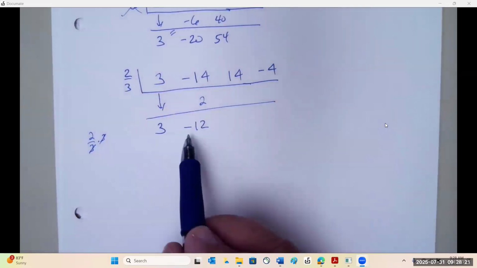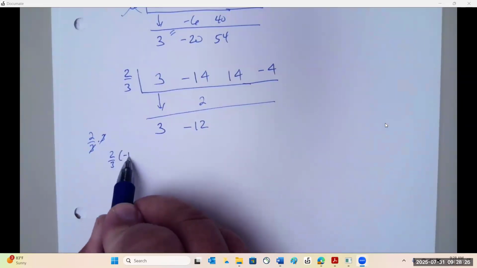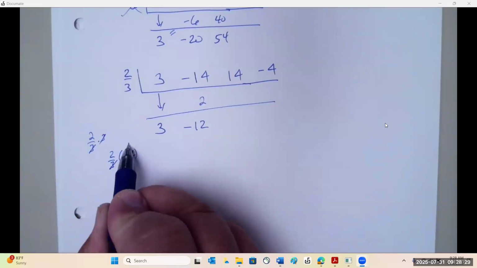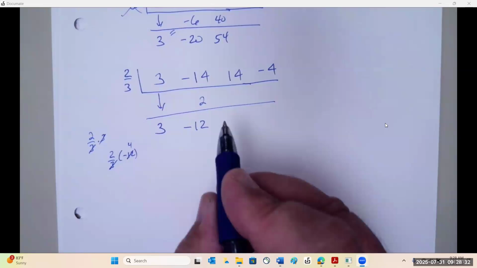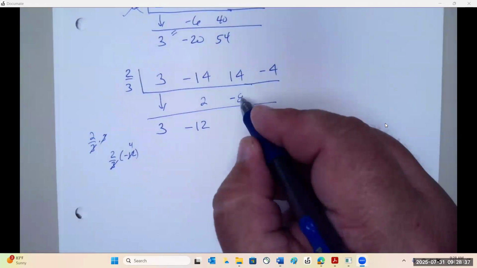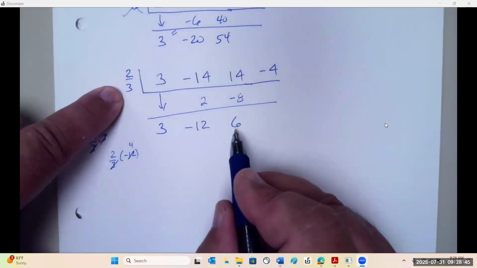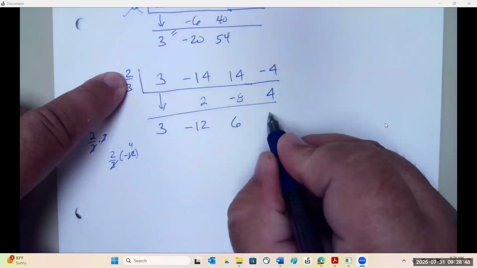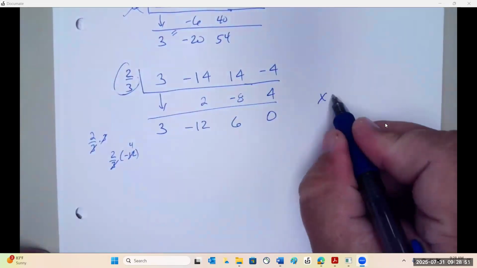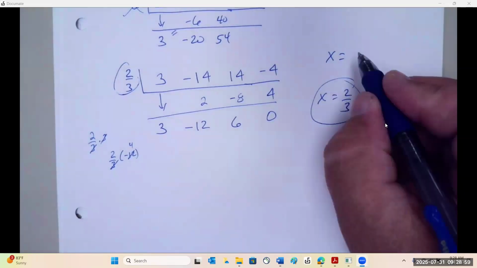So we have 2/3 times negative 12. 3 goes into 12 4 times, so 2 times negative 4 is negative 8. 14 minus 8 is 6. 6 divided by 3 is 2. 2 times 2 is 4, gives us 0. So yay, we know that x equals 2/3 is our second answer. Remember, our first answer was negative 1.